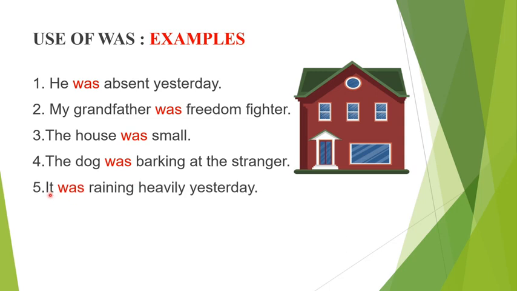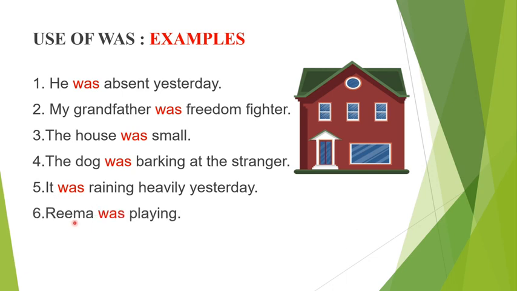Then it. And it is what? It is your third person, singular. So it was raining heavily yesterday. We're talking about something which has already taken place yesterday. We're talking about the rain which has already taken place yesterday. It was raining yesterday. So was the event or the action which has already taken place. So we are using was, past tense sentence. It is a past tense sentence.